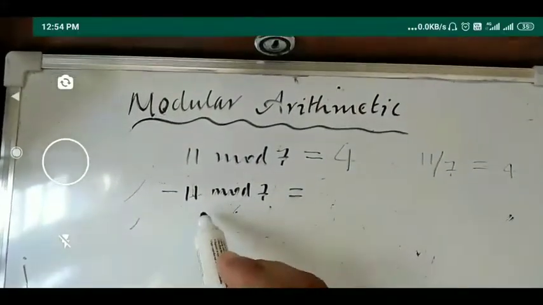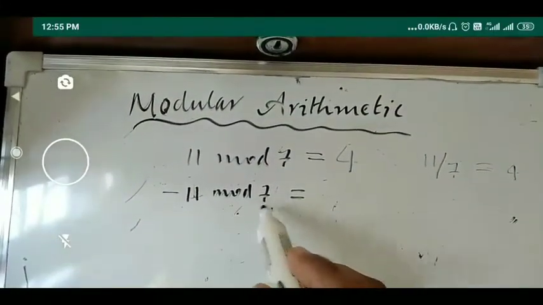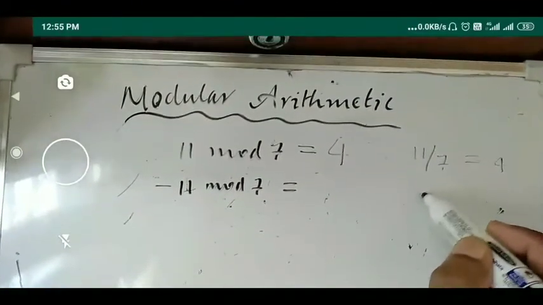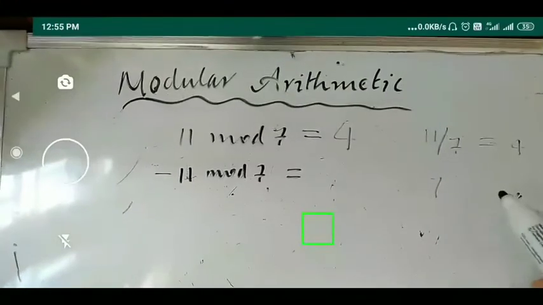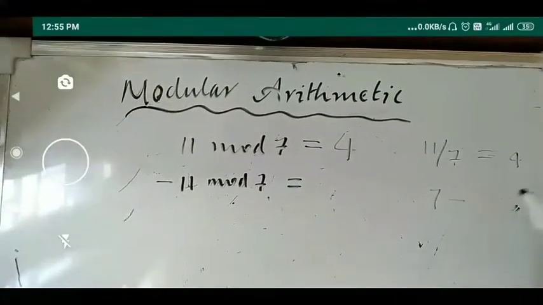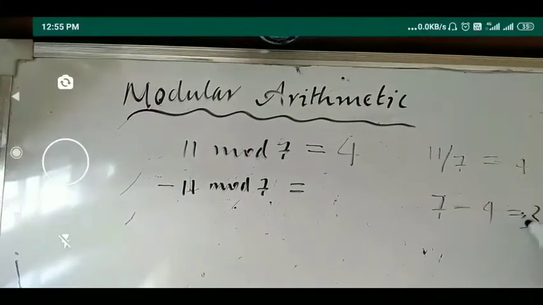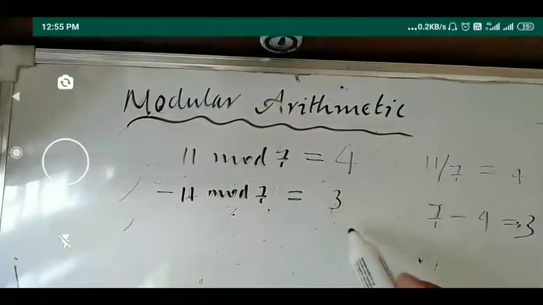To find the negative, negative 11 mod 7, first find 11 mod 7, then after that find 7 minus 4. 7 minus 4 gives us 3. That is the result of negative 11 mod 7. Understand?